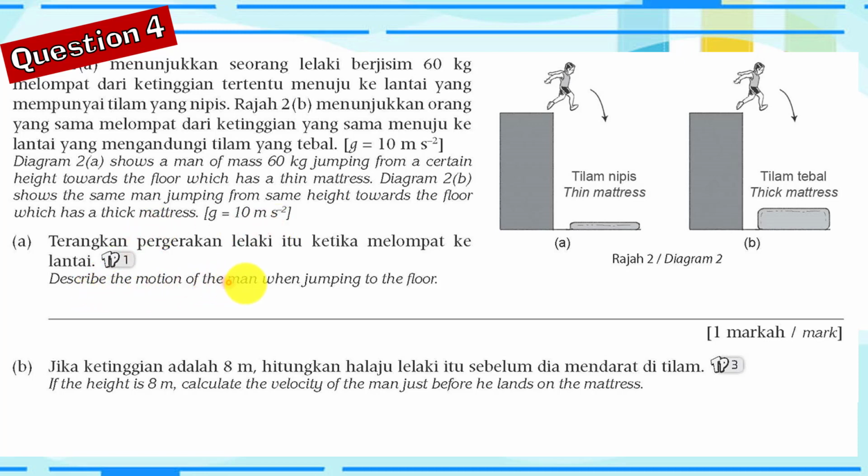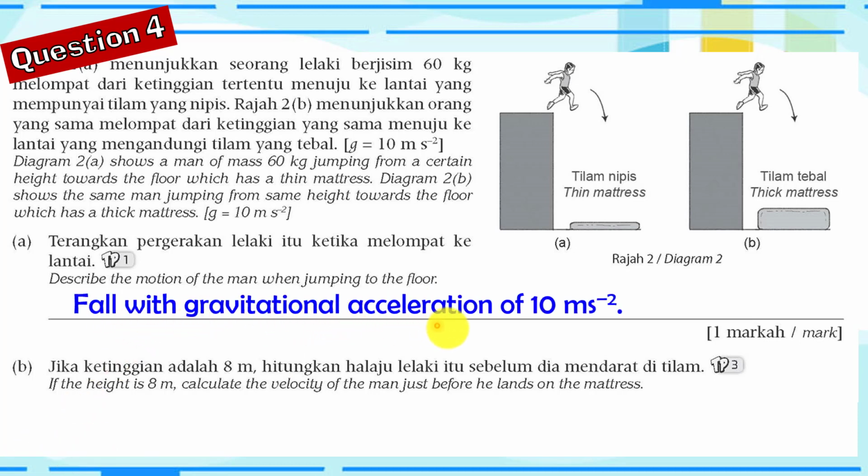Okay, now you describe the motion of the man when he jumps to the floor. So when he just jumps, we can call it free fall, because you never go up and go down, you just go down only. So this one is free fall because you got gravitational force to pull you down. So that one we call gravitational acceleration, this one g. So the motion must be falling down with gravitational acceleration. That's how many? 10 ms negative 2. Okay, that one is the motion when you just fall. So from here, they fall with the gravitational acceleration of 10 ms negative 2.